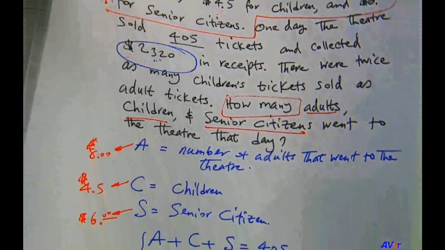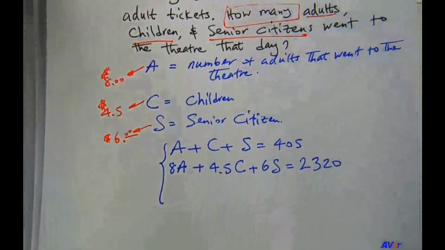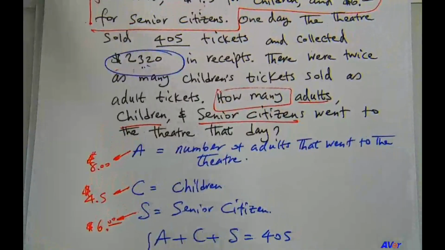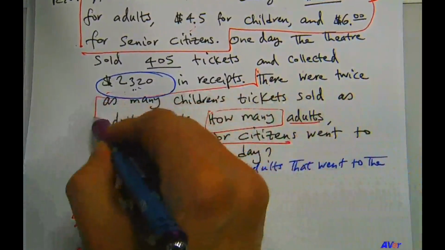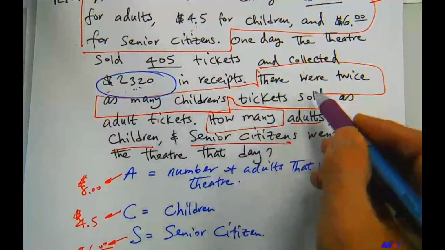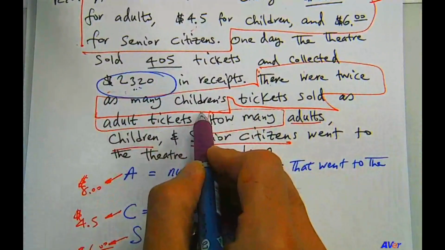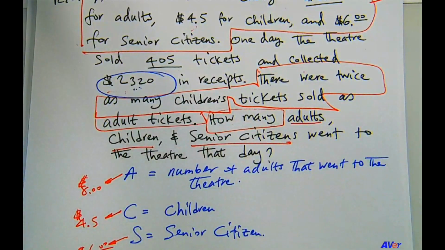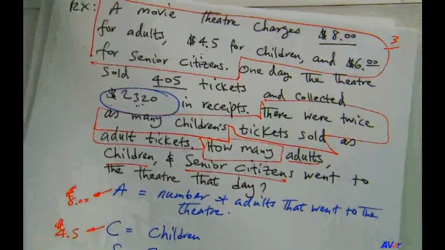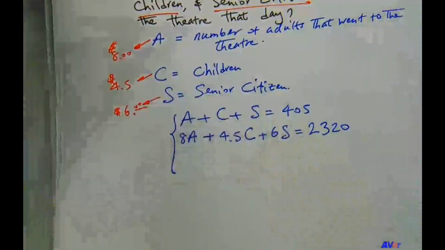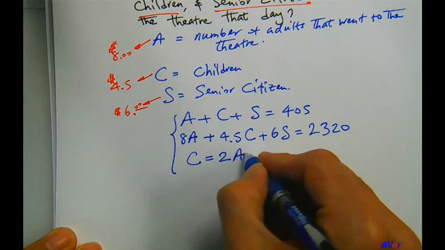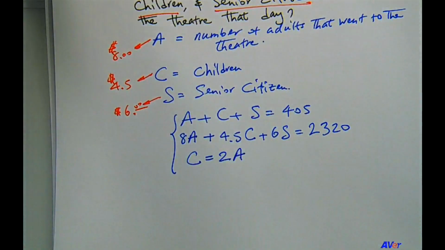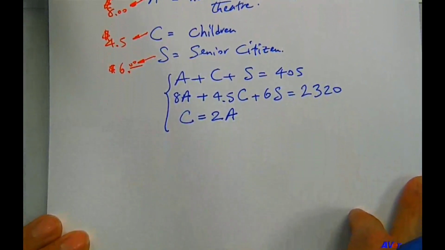Where is the third equation going to come from? Well, there's a piece of information that we were given and I haven't used yet, and that is, it says there were twice as many children's tickets sold as adult tickets. So for every adult that went to the theater that day, 2 children went to the theater. That's going to give us the third equation we need. So C, the number of children, is twice the number of adults. That's all the 3 equations we need.